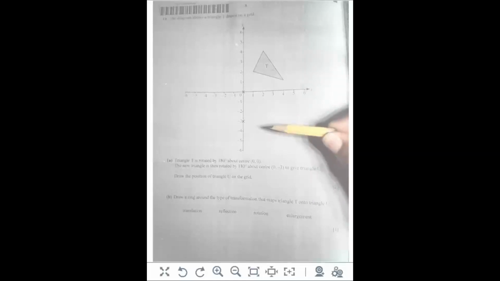We are asked to draw the position of triangle U on the grid. So what we need to do is rotate this triangle T 2 times. The first one is by 180 degrees about the origin. The second one is that the new triangle, the image of triangle T, we are still going to rotate again by 180 degrees about a new center, which is (0, -3), and that second image will be named triangle U.